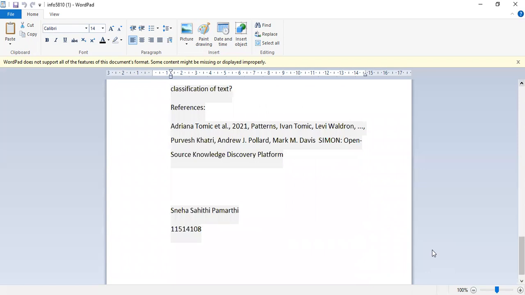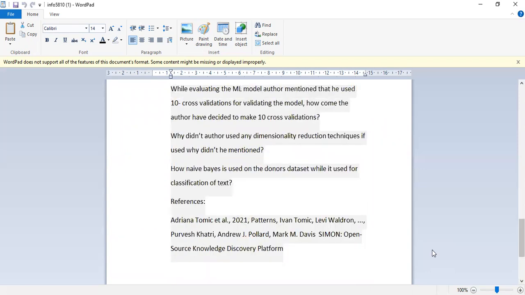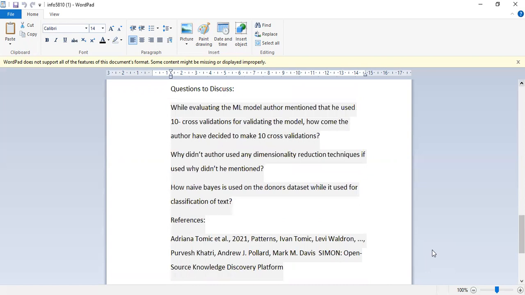So I have a few questions that I would like to discuss. The first thing, while explaining the training phase, validation phase, and testing phase in an ML algorithm, he said that he used tenfold cross validation. I just have a doubt about how the author decided on ten, tenfold cross validations. And also, why did the author not use any dimensionality reduction techniques?